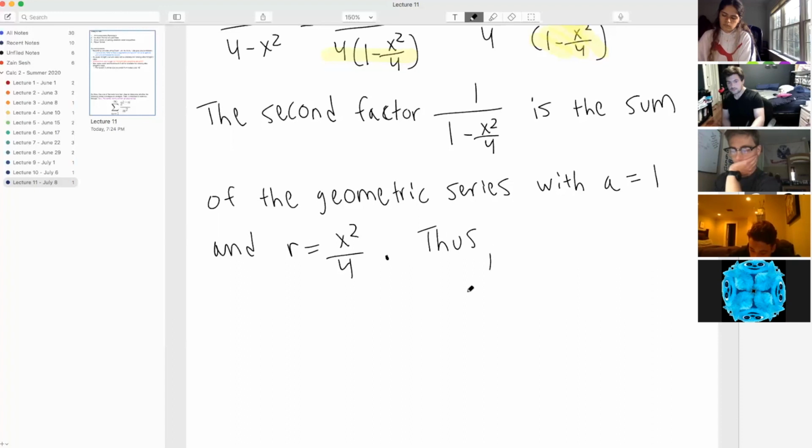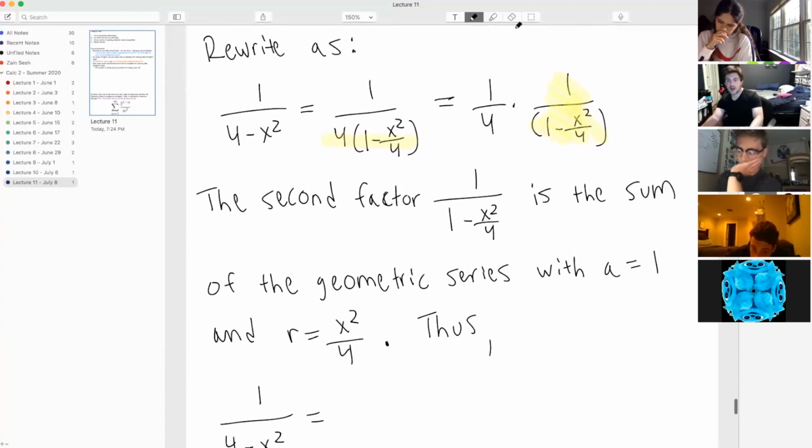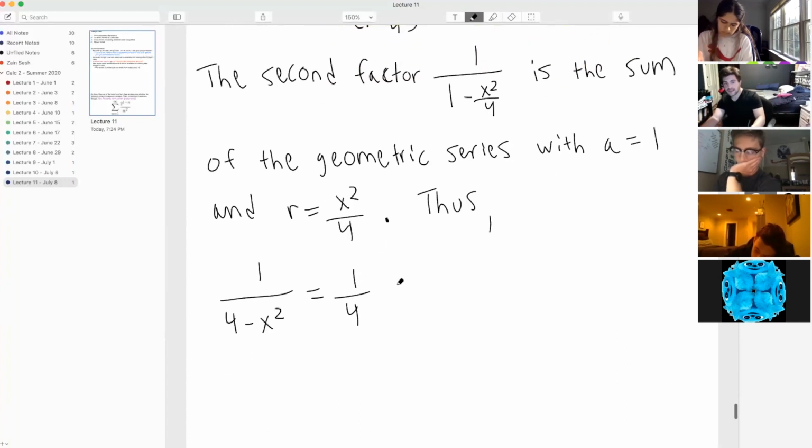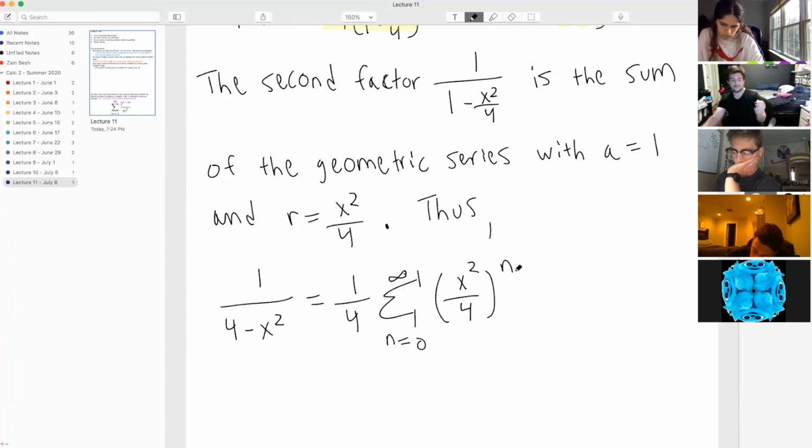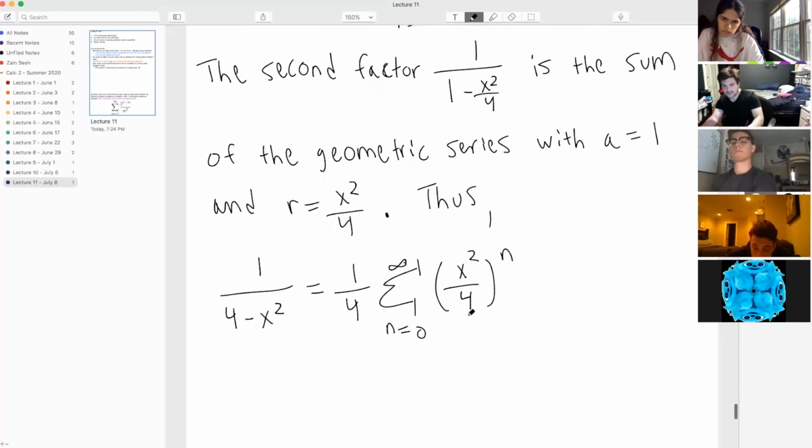Thus, 1 over 4 minus x squared. I'm just going to bring down this 1/4 from the beginning. So that's just 1/4. And now the second factor I write as an infinite series. 1/4 times the infinite sum from n equals 0 to infinity of the ratio to the nth power. So it's going to be x squared over 4 to the nth power. And this is in parentheses because that's our ratio.